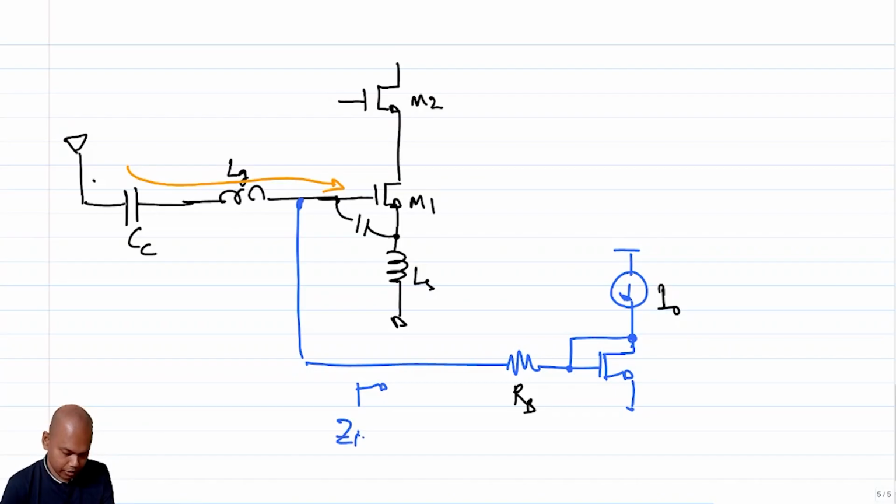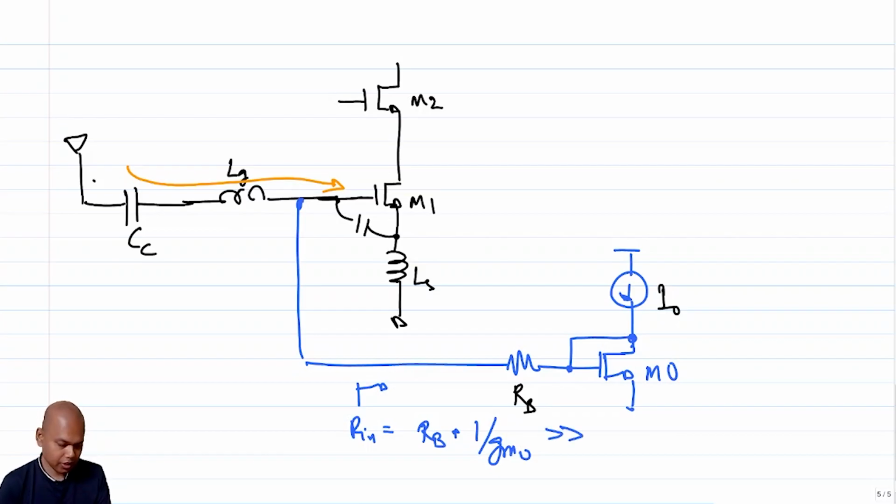What is the impedance looking in? Zin, or in this case Rn, is RB plus 1 over Gm of M naught. So this has to be much greater than what the Thevenin equivalent impedance looking up is, right? What is the impedance looking up? At resonance it is essentially 50 ohm due to the antenna and 50 ohm due to the input source. So it's basically Rs by 2, right? So if we ensure that this is greater than Rs by 2, then this RB will not load.